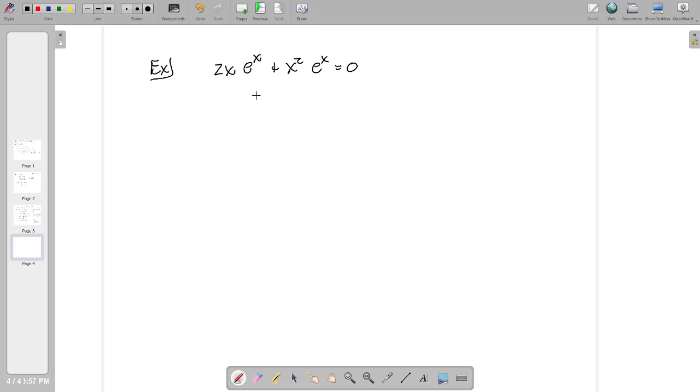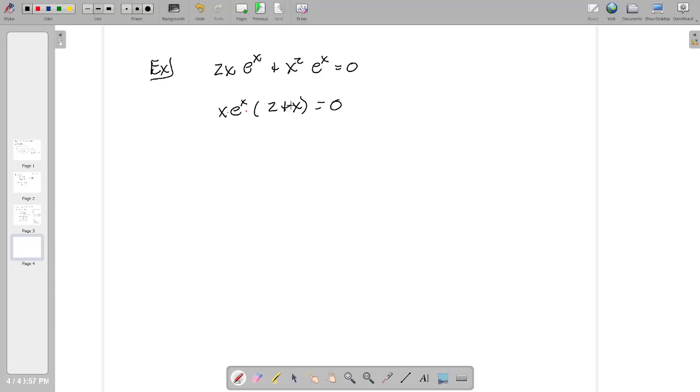Let's start by factoring out what we can. We can factor out an e to the x. We also have an x that's common in both terms. So we have x e to the x times 2 plus x is equal to 0. Now, if you notice, we have x times e to the x times 2 plus x. So we actually have a product is equal to 0. It's a product of 3 different things is equal to 0.